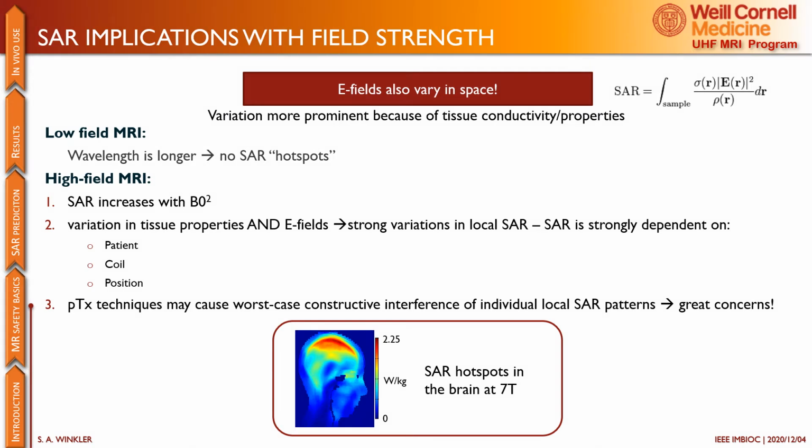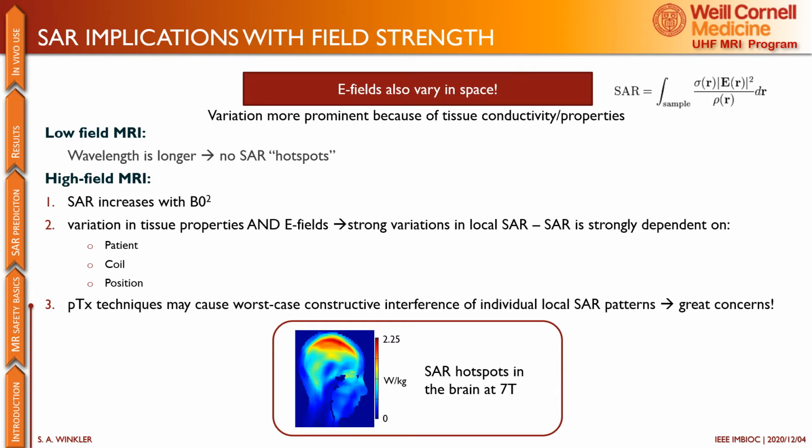What are the implications of field strength on SAR? At low field MRI, the wavelength is longer, right? Because the Larmor frequency is lower. So the SAR hotspots, I wouldn't say no SAR hotspots, but to simplify it, the SAR hotspots are definitely not as close together, right?